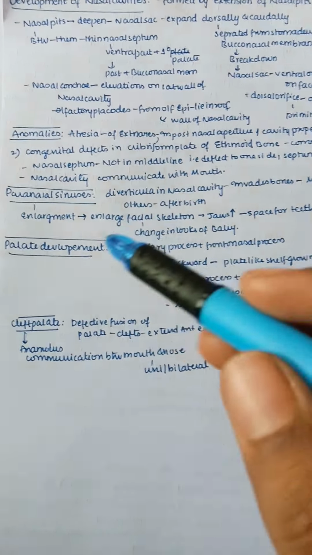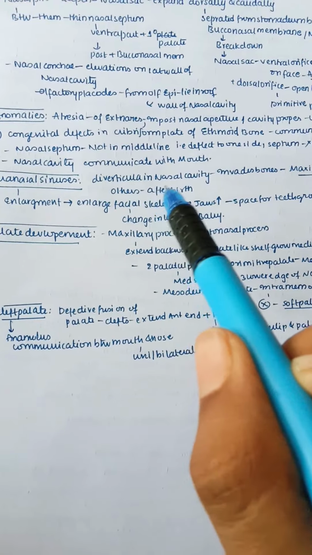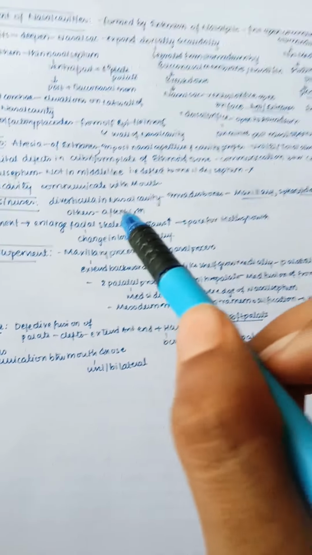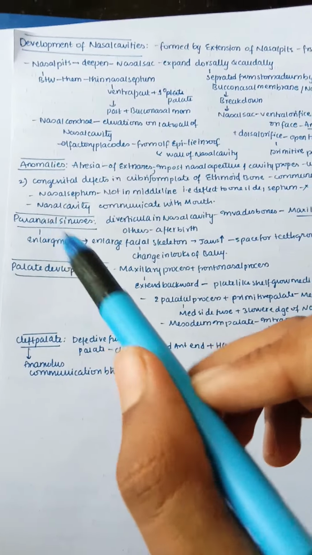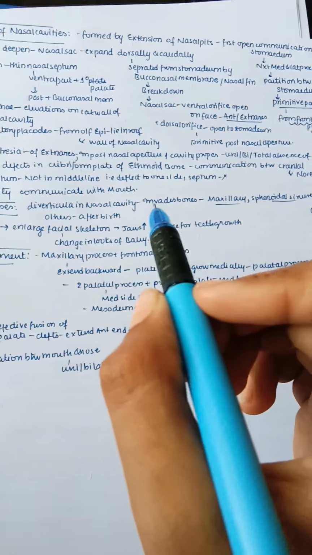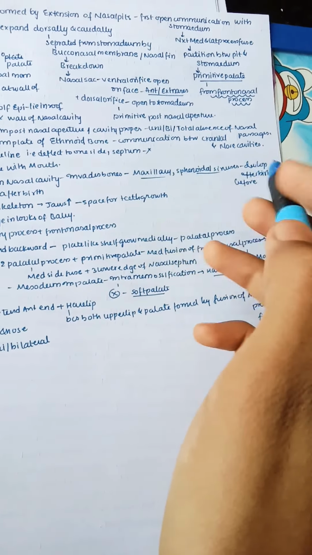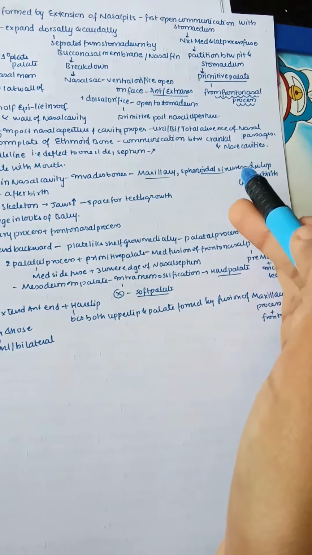Now we'll see the paranasal sinuses. The diverticula in the nasal cavity invade the bone, and these paranasal diverticula of the nasal cavity are the paranasal sinuses, and they invade the bone, mainly the maxillary and sphenoid sinus. So the maxillary and sphenoid sinuses are only developed before birth.